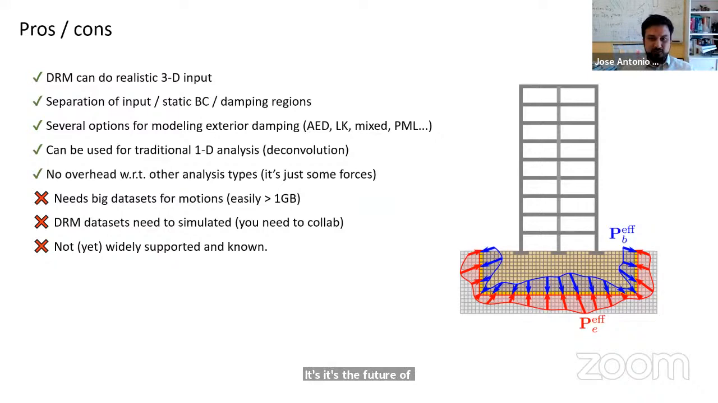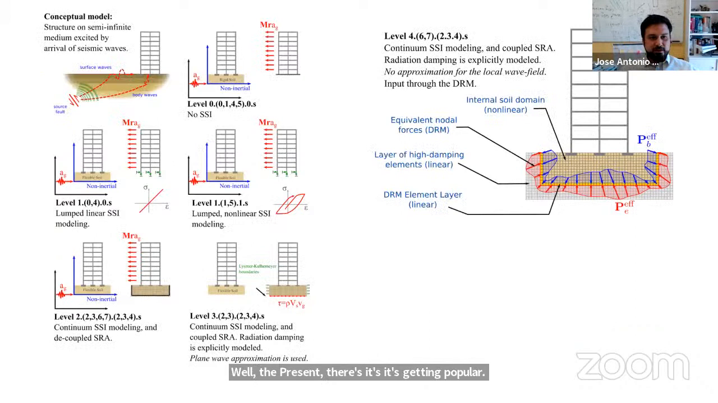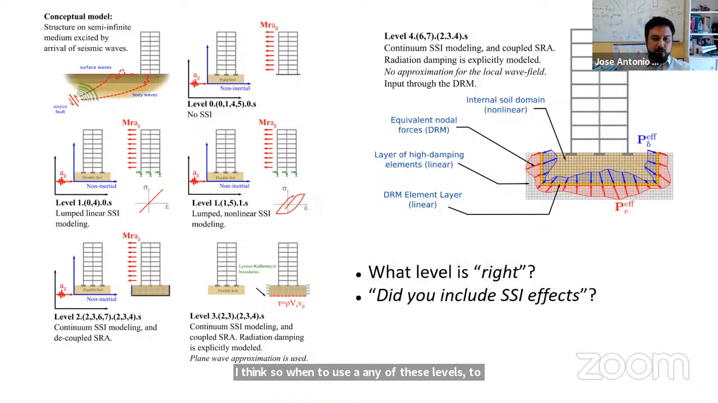So when to use any of these levels to simulate, which level is right? It's going to depend on what you're doing. Of course, there's no general recipes. So did you include structure interaction effects? It's going to depend on what you're doing, if you want to do it or not. Context matters. It depends on what type of structure, what performance metric you're looking at.